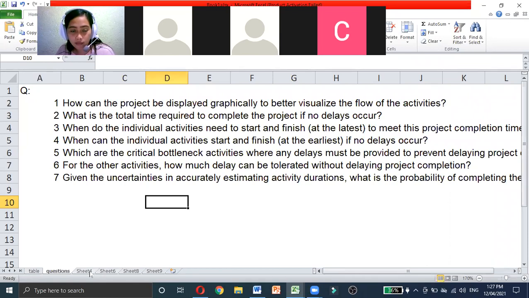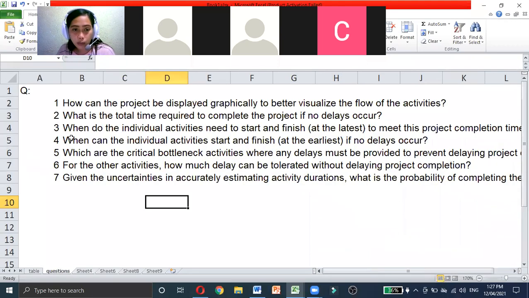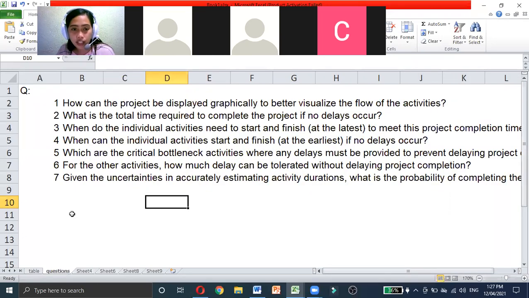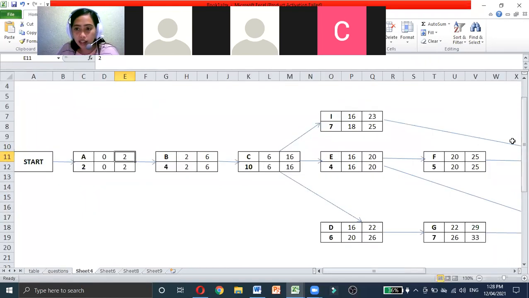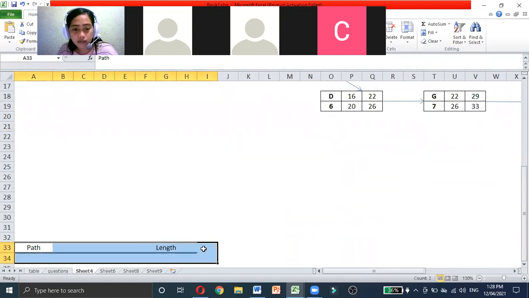Going back, these are the latest start and latest finish times. Next question: when can individual activities start and finish? It's the same thing, we already got it. That is the earliest start and then the earliest finish. Which are the critical bottleneck activities where any delays must be prevented to avoid delaying the project? Okay, let's go back here.